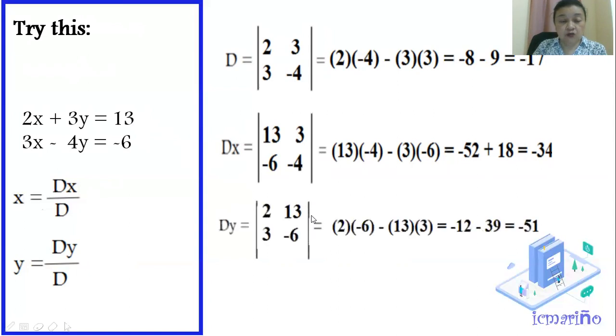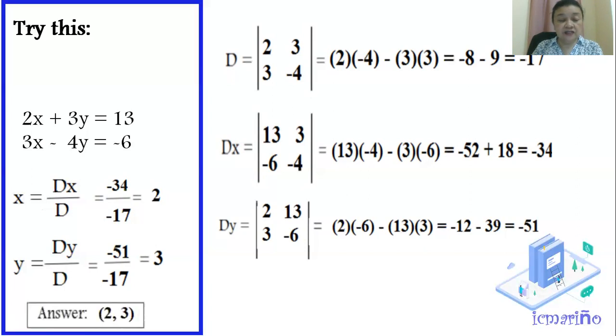And for dy, for x, we have 2 and 3. And for y, the coefficients of y, hindi natin gagamitin. Instead, kukuhanin natin yung nasa right side, 13 and negative 6. And same process, multiply 2 and negative 6 minus 13 times 3. That is equal to negative 12 minus 39 equals negative 51. We have the values for d, dx, and dy. We can now substitute. Negative 34 divided by negative 17 is positive 2. And for the value of y, we have negative 51 divided by negative 17. That is equal to 3. And our answer, x equals 2 and y equals 3.